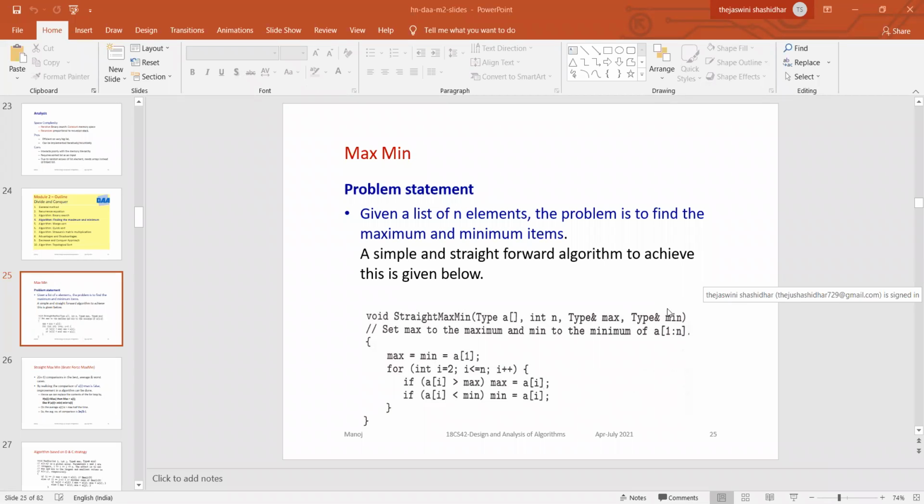So 4. If there are 5 elements, how many comparisons? 4 comparisons. Sorry, it is not 5. 5 elements means first and second, second and third, third and fourth, fourth and fifth. So if there are 5 elements, you get 4 comparisons. So for n elements, how many comparisons? Yes, you are good. It is n minus 1 comparisons.